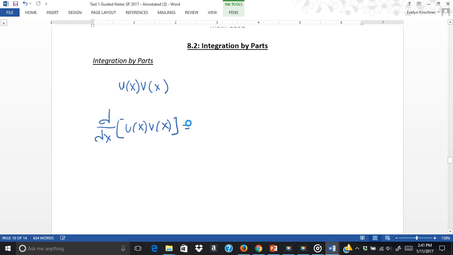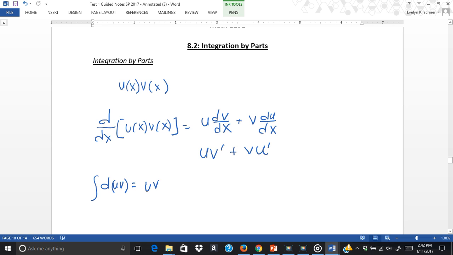I use the product rule, and I have u times the derivative of v with respect to x, and v times the derivative of u with respect to x. And we write this sometimes as u v prime plus v u prime. So let's look and see what we get when we integrate. If we integrate the derivative of u times v, that just equals uv.